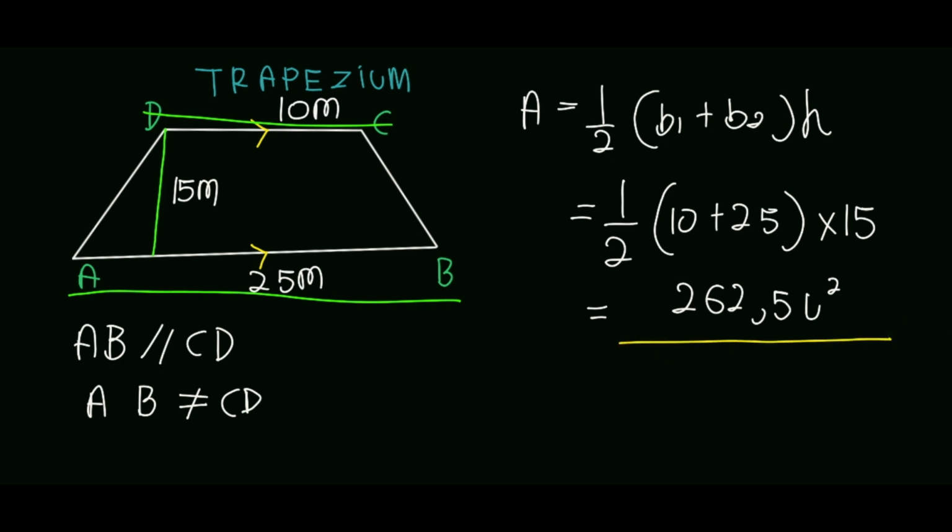And then what about the perimeter? Finding the perimeter is still the same. So finding the perimeter, we add AB, and BC, and CD, and then AD. So that gives you your perimeter. So if you find this side BC, and then this side AD, you can easily find the perimeter. So that's all about the trapezium. And that's it for this tutorial.